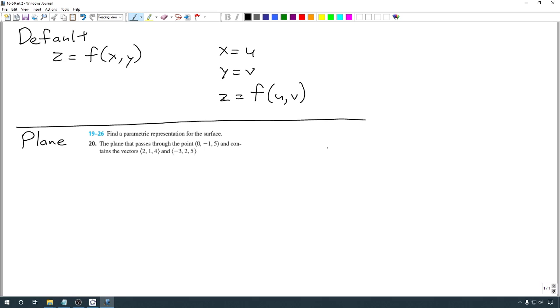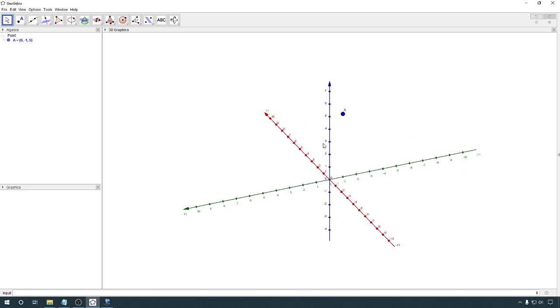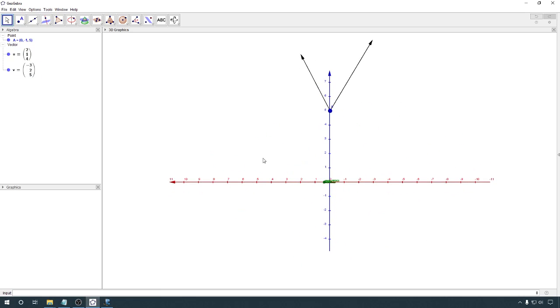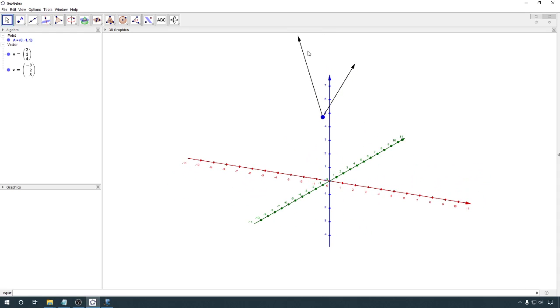If we actually go ahead and plot these points, we're going to have the point, we'll call it A. It'll be the point 0, negative 1, 5. So we have this point sitting here in three-dimensional space. We take the vectors, starting at A, and one of them is 2, 1, 4, and the other one is negative 3, 2, 5. So we have these two vectors coming off of A. We want the plane that goes to that point and follows those two vectors.